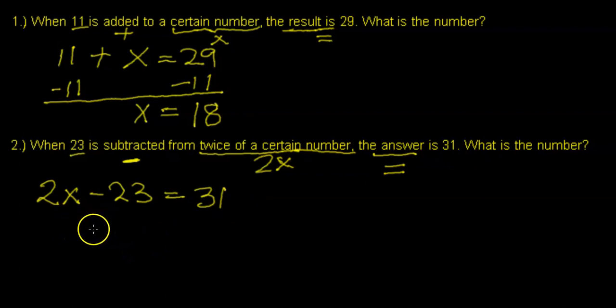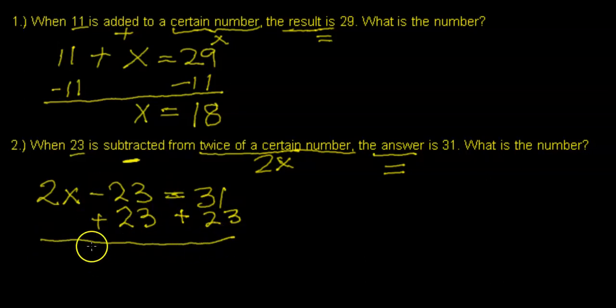All right. So if we use the step-by-step, we would add 23 to the left side and do the same thing on the right side. All right. The left side cancels out, so we still have our 2x. Minus 23 plus 23 is 0. We can put a plus 0 here. It doesn't matter. And then this is our equal to sign.